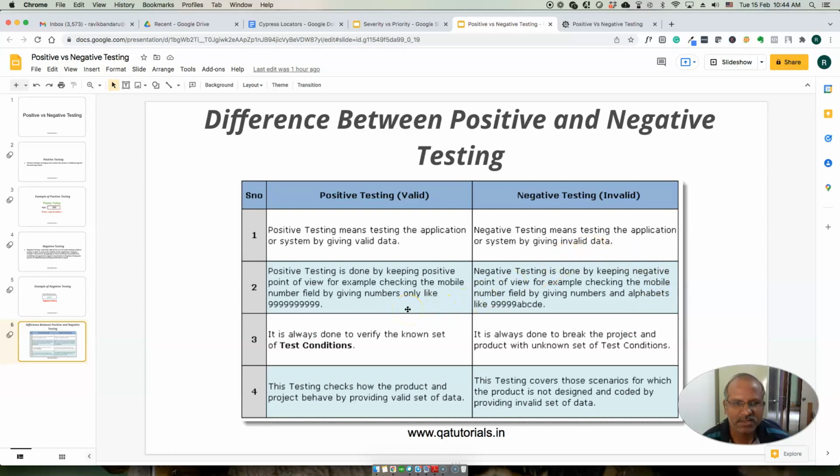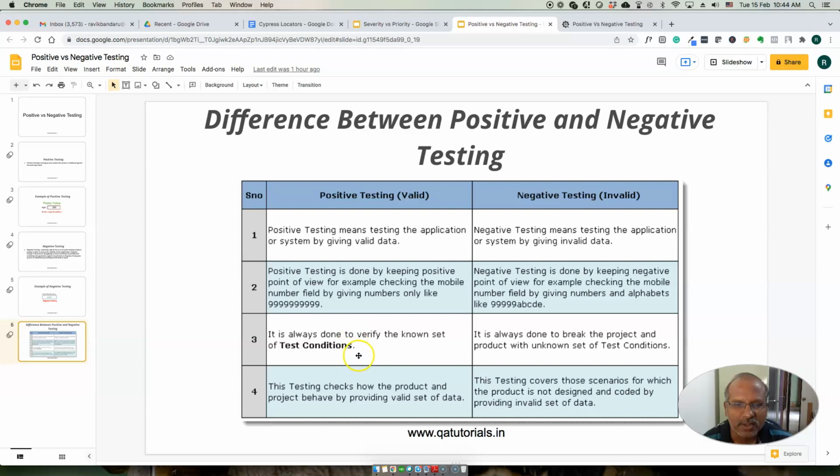The second point is the input data. In positive testing we keep a positive point of view, for example checking a mobile number field by giving only numbers, like 99999. In negative testing, we take a negative point of view. We give numbers and alphabets and test it.